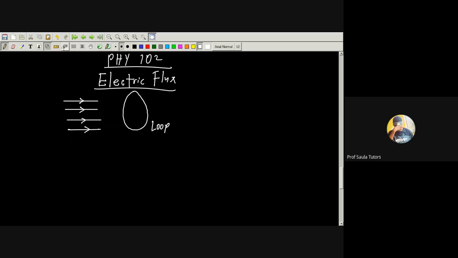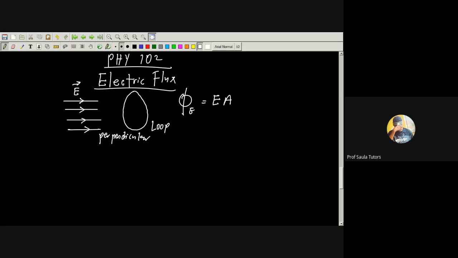I have some electric field lines entering this loop, such that the plane of the loop is perpendicular. Just observe the condition: the plane of the loop is perpendicular to the field lines. Now, pay attention. What is the electric flux? Here, the electric flux, phi, is equal to the electric field times the area. This is when the electric field lines are entering the loop perpendicularly.